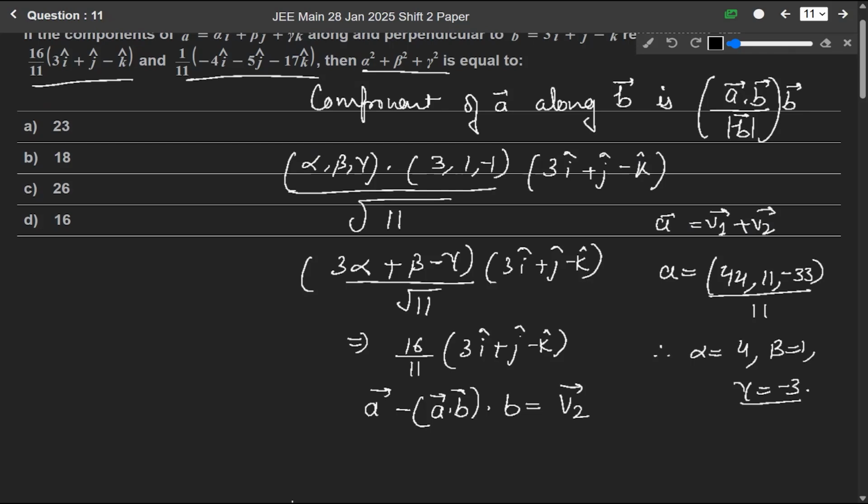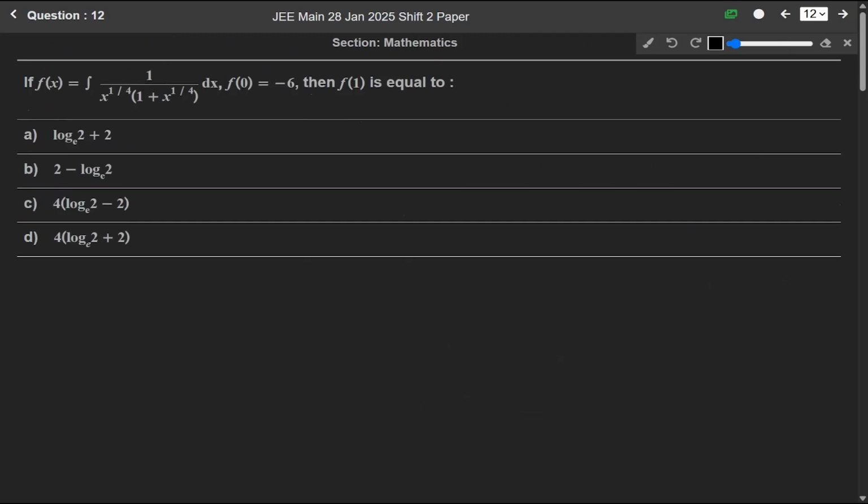So we have to find the value of α² + β² + γ², meaning 16 plus 1 plus 9. So it will be 26, meaning option C is the correct answer. Now next question 12. If f(x) is given by this function where f(0) is −6, then we have to find the value of f(1).